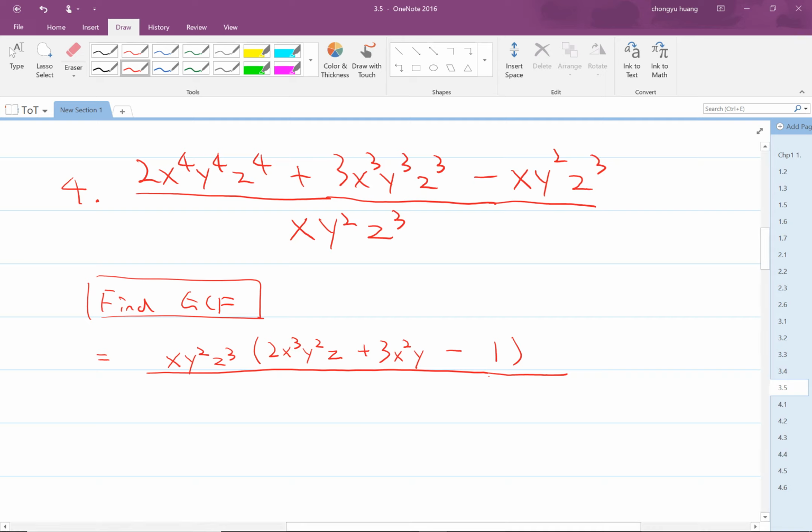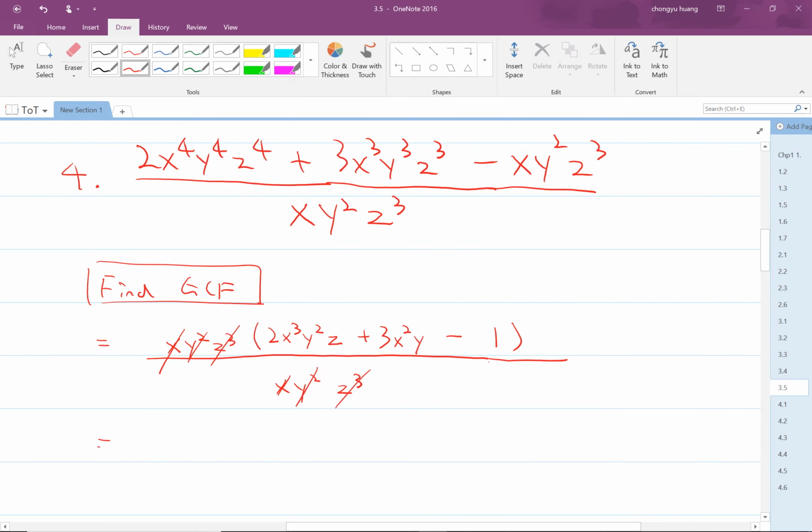Okay, and now we finish our factoring. Now you can see x and x get cancelled, y squared gets cancelled, z to the power 3 also gets cancelled. Now the only thing left is the solution, right? So we have 2x to the power 3 y to the power 2 z plus 3x to the power 2 y minus 1. So this is our solution for question 4.